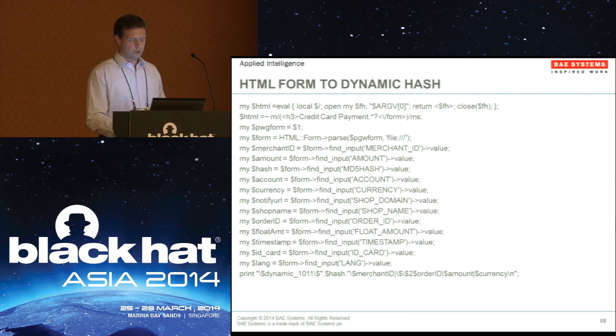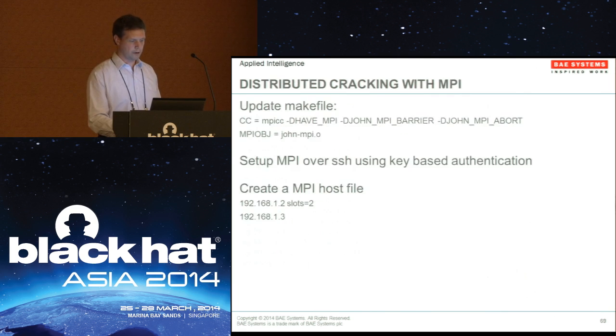And what you would need in order to do that, you have a bit of Perl code here, which doesn't actually work. There's a typo on it. But the concept is the same. You load in the form, you find all the form elements that you're after, and then you just print them out as a dynamic hash there. And then you put that in a file, and you just let John have a go at it.